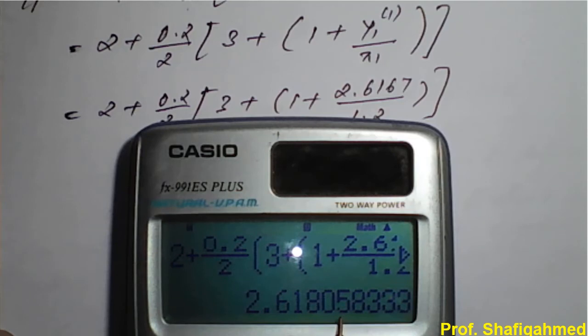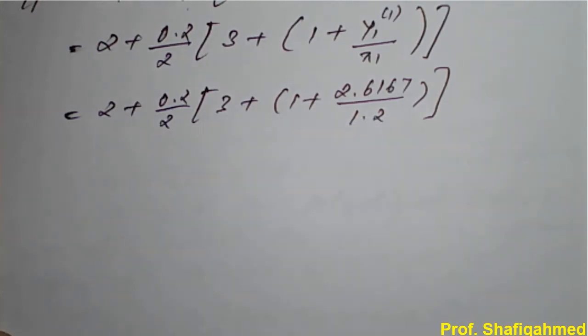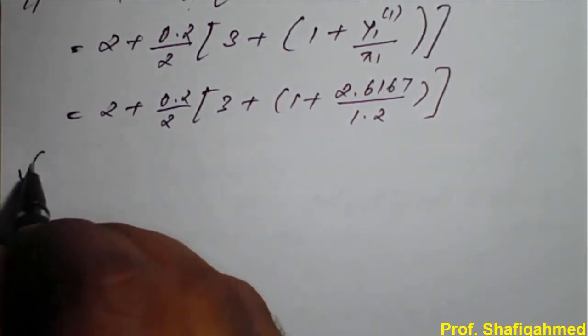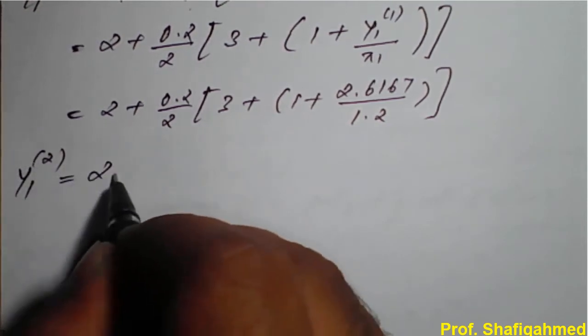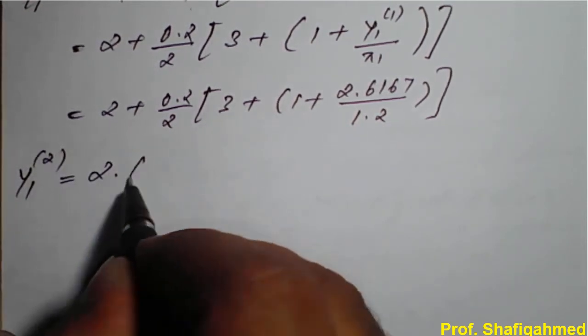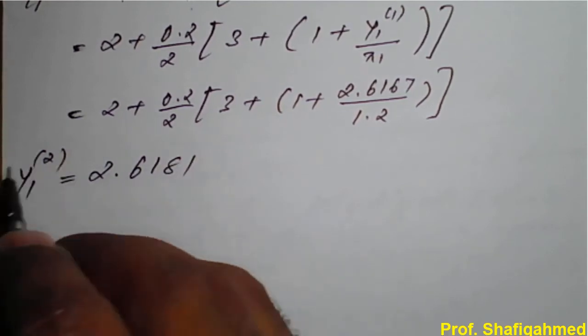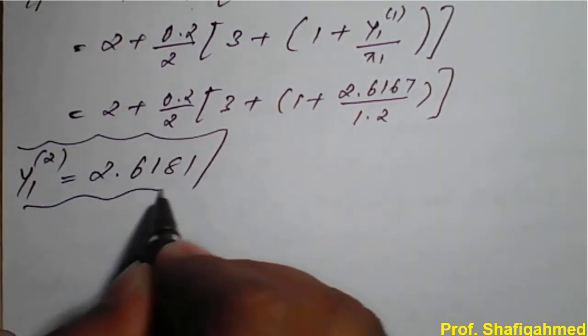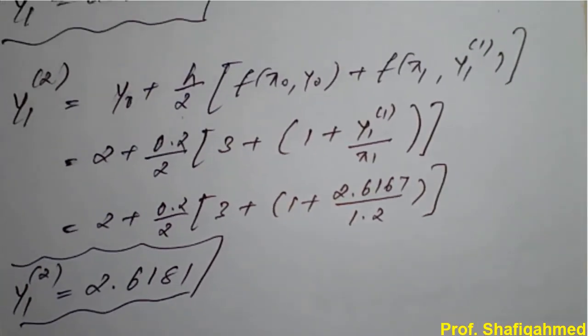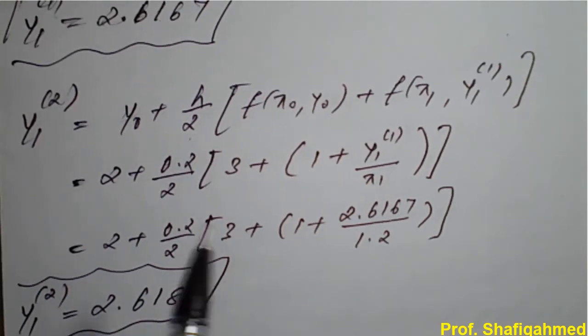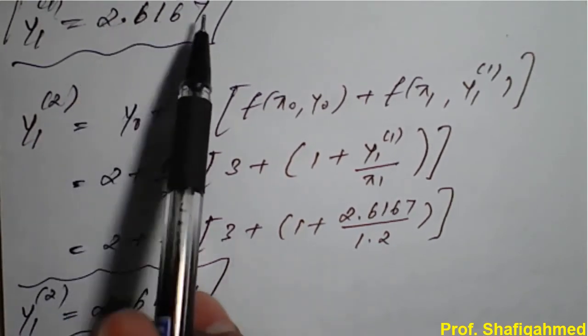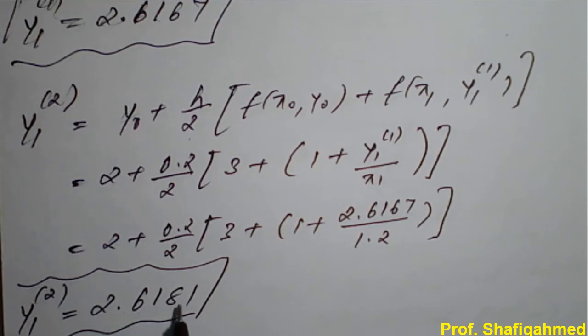So 0 and 5 is there, 5 or more than 5 we can add to the previous one. So 2.6181 I will take it. So second approximation, that is y1 of 2 is equal to 2.6181. I got it. So you can cross check here. So cross check means the previous value is 2.6167, and now we got 2.6181.